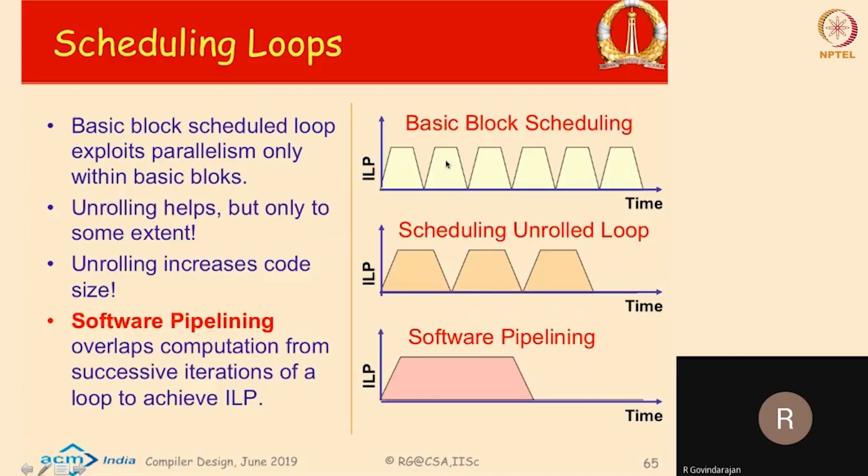So if you don't do any unrolling, you incur it for every loop. If you do some amount of unrolling, you incur it once every time the number of loops is unrolled. Whereas when you do software pipelining, you incur the cost exactly once in the beginning and once in the end, corresponding to the prologue and epilogue. So this is about software pipelining.